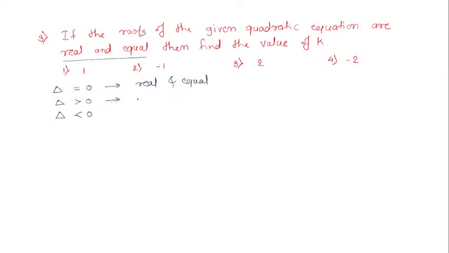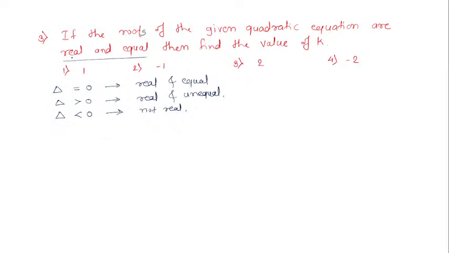If delta is greater than 0, then the roots are real and unequal. And in case of delta less than 0, that means delta has a negative value, then the roots are not real. So in that case, we cannot find the nature of the roots, as they are not real roots. So we have to use this relation about the discriminant for the quadratic equation.